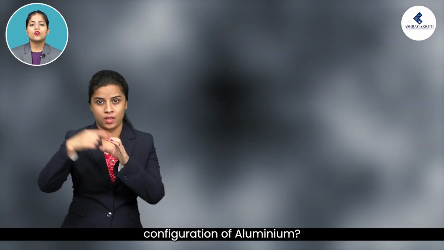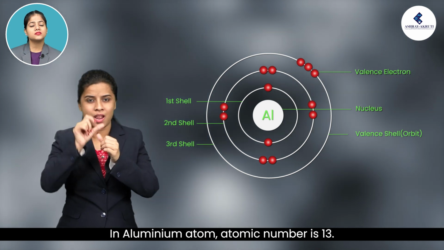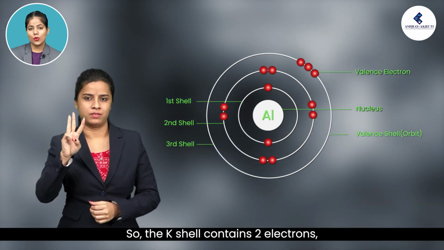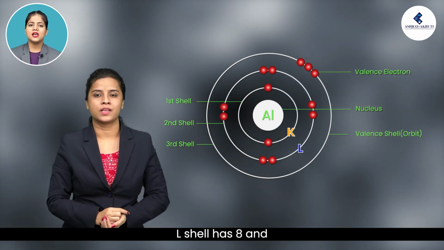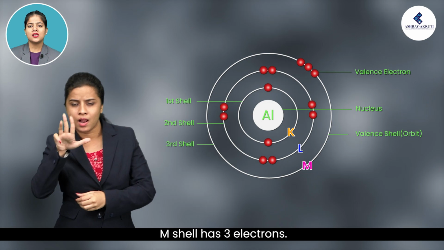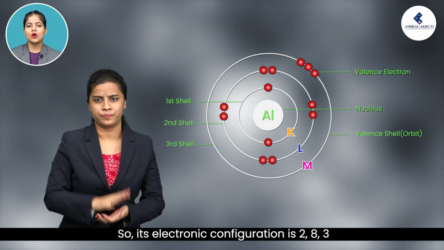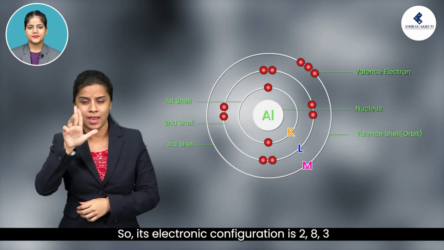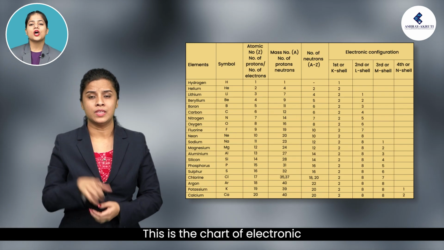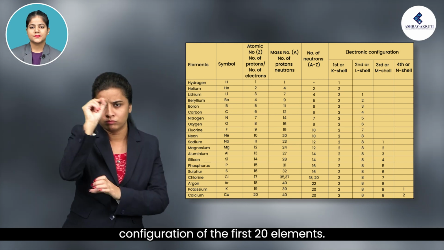What is the electronic configuration of aluminium? In aluminium atom, atomic number is 13. So, the K shell contains 2 electrons. L shell has 8 and M shell has 3 electrons. So, its electronic configuration is 2, 8, 3. This is the chart of electronic configuration of the first 20 elements.